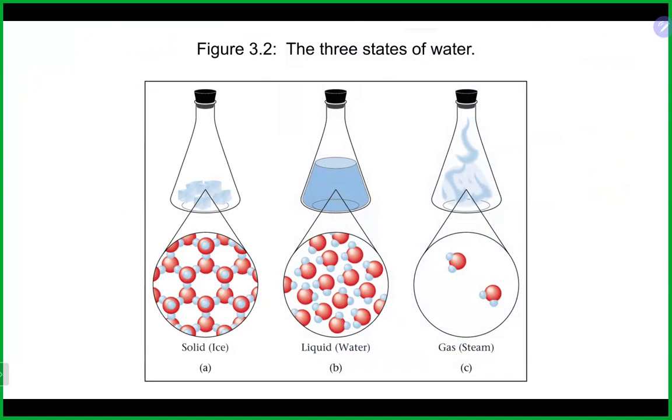It's less dense in its solid state than it is in its liquid state, which is unusual. And that's because the oxygen side of water is actually more negative than the hydrogen side. When two waters get together, they do what is referred to as hydrogen bonding, which is basically a bond between the hydrogen in one water and the oxygen in another.